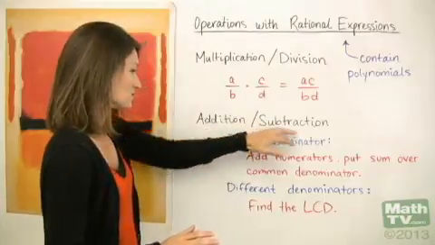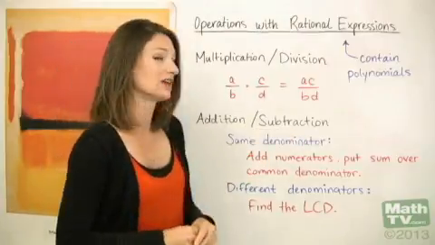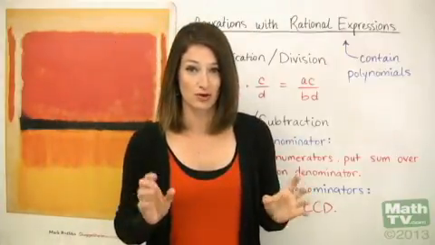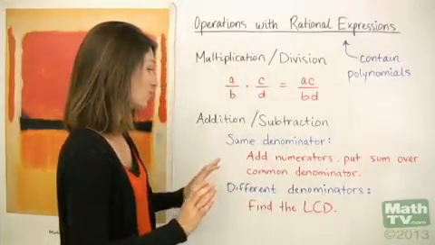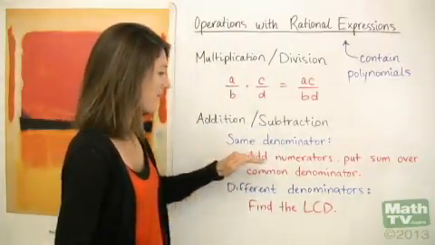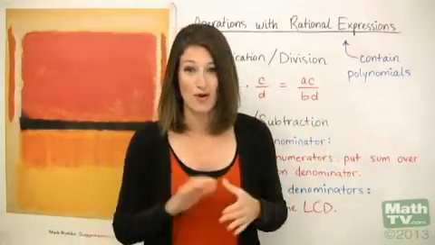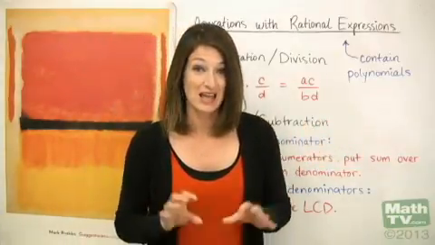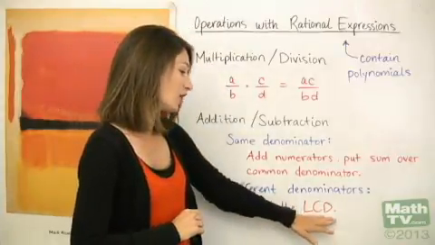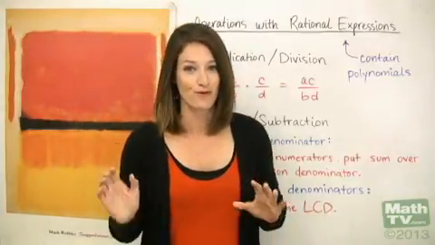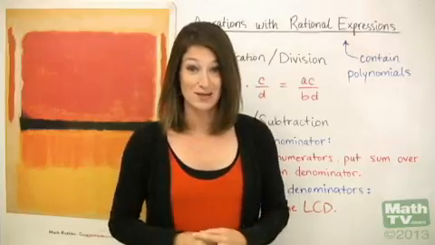To add or subtract rational expressions, it's important to look at the denominators of your expressions first. If you have the same denominator in both expressions, all you need to do is add the numerators and put that sum over the common denominator. If your denominators are different, then the first thing to do is to find the lowest common denominator before you move on. So let's try some examples.